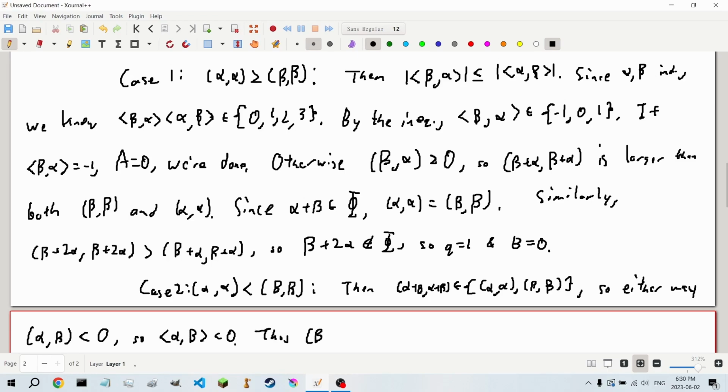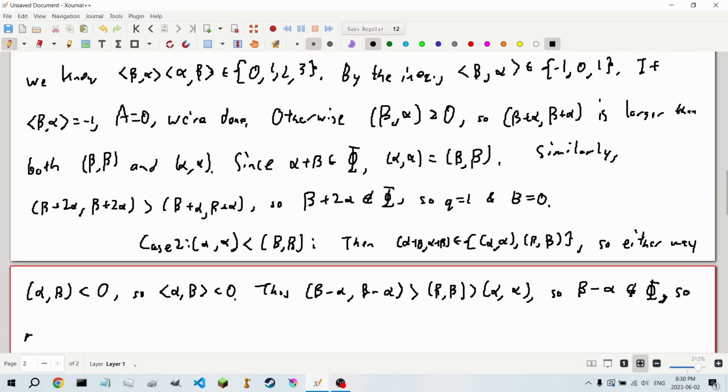Thus, the curved bracket of beta minus alpha is greater than beta, is greater than alpha, but keep in mind we only have 2 sizes, and beta and alpha are both roots, so beta minus alpha is not a root. So R is 0.